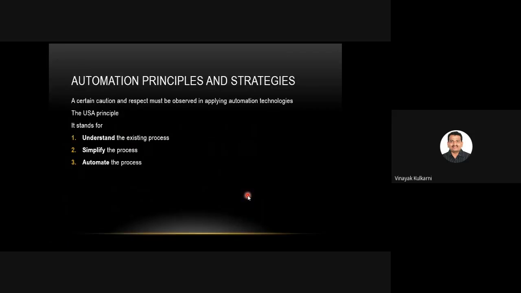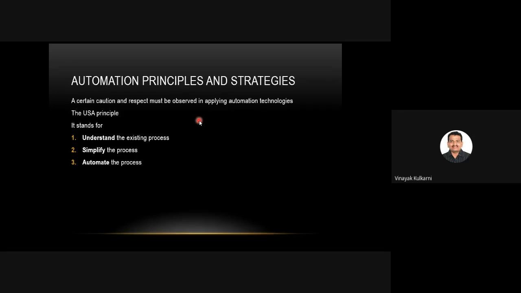Okay. Next comes automation principles and strategies. A certain caution and respect must be observed in applying the automation technologies. We call it the USA principle. USA stands for understand, simplify, and automate. So, understand the existing process, simplify the process, and automate the process. Now, without understanding what process is happening in the factory shop floor, you say, I just want to automate everything. You can't do that. You will either be under a loss or it may not work properly for certain issues.